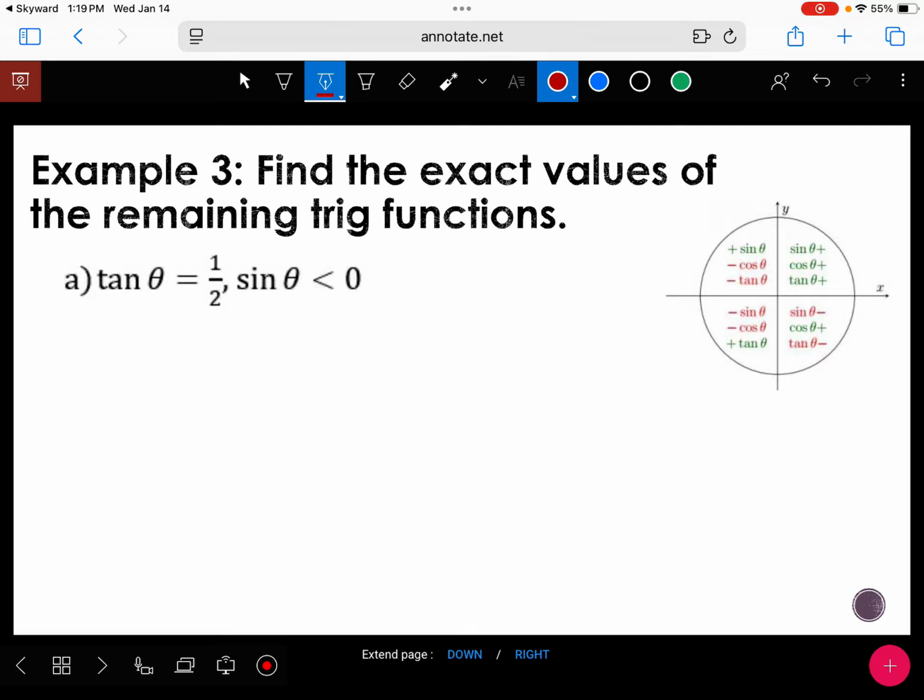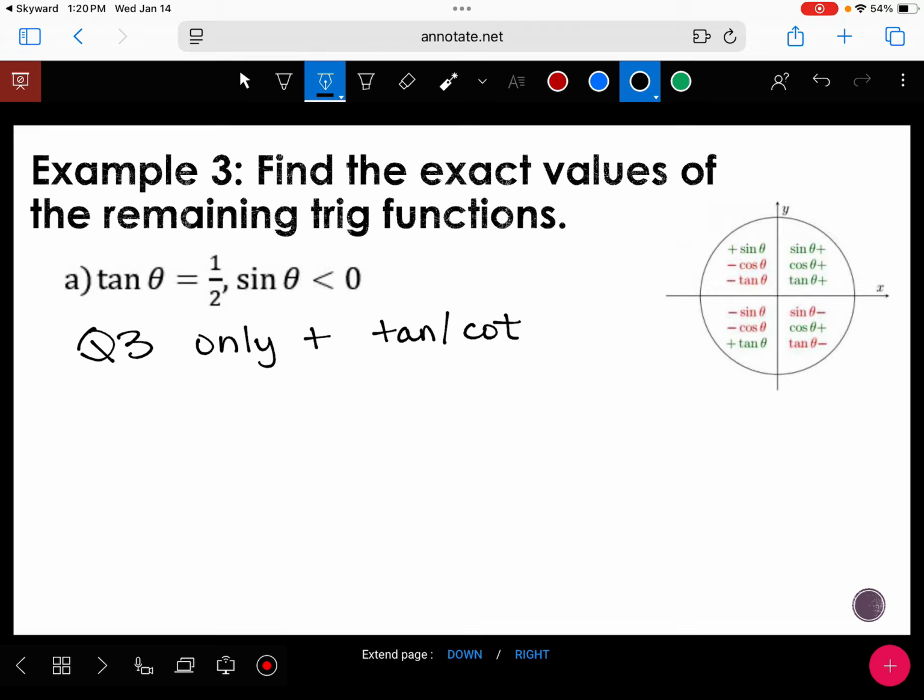First question. What quadrant are we in? That's always our first question. I need to know where we are, because you have to figure out what are we going to keep positive. So it told us tangent is positive, sine is less than 0, which means it's negative. So that means we are in quadrant what? Quadrant 3. So we are in Q3, and in Q3, the only positives are going to be our tangent and our cotangent.